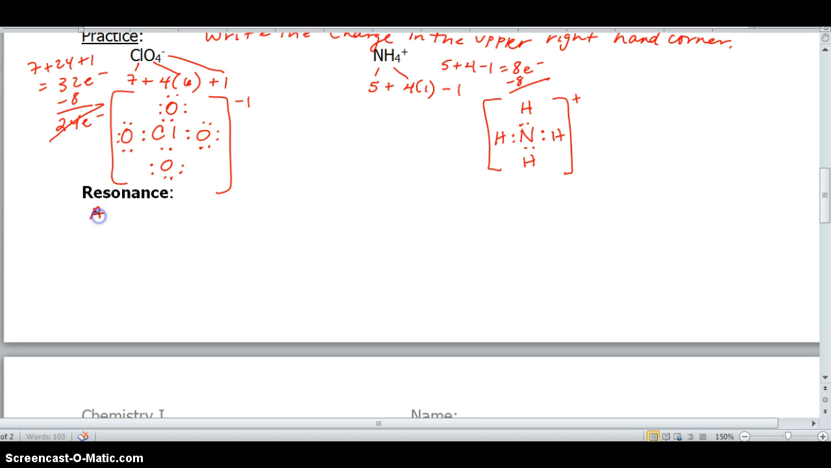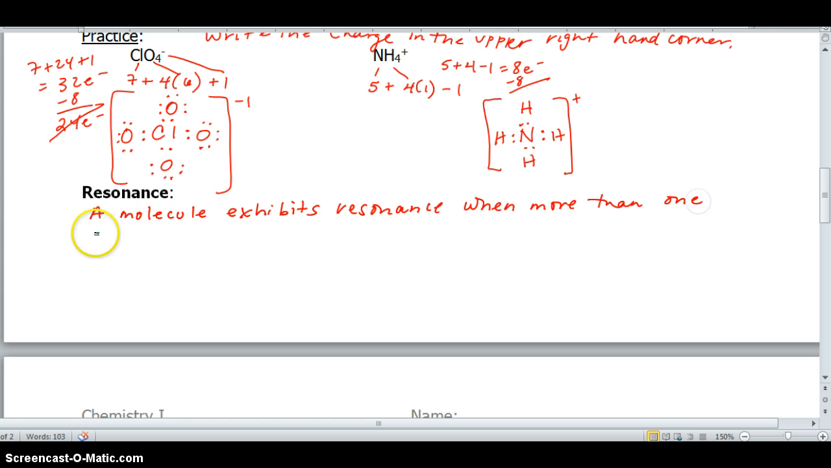So we'll say a molecule exhibits resonance when more than one correct Lewis diagram can be drawn. So it's nothing super mysterious.